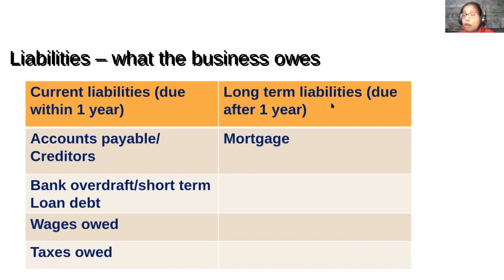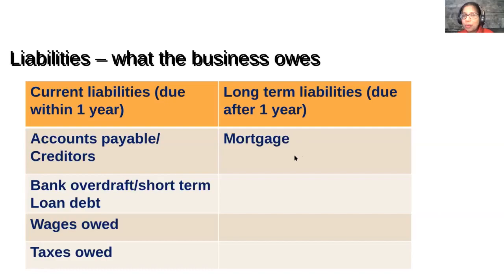And then we have long-term liabilities. And that is simply what the business owes that are due after 1 year. So a business may have a mortgage on a piece of property, and that will have to be recorded as a long-term liability because a mortgage is usually more long-term in nature, right? About 15 to 20 years. So that's why we have mortgage as a long-term liability.